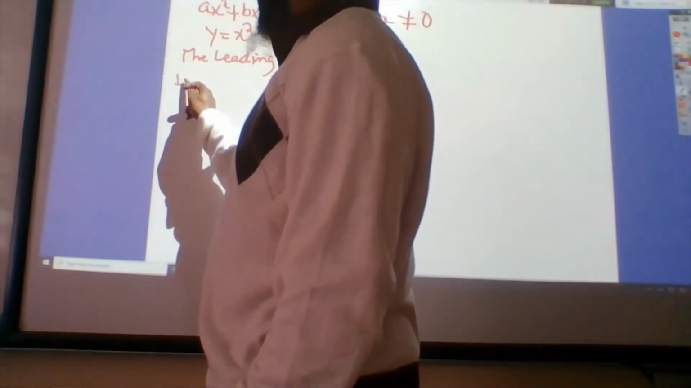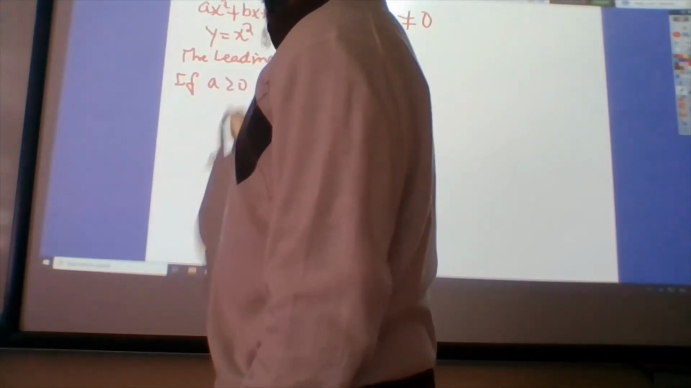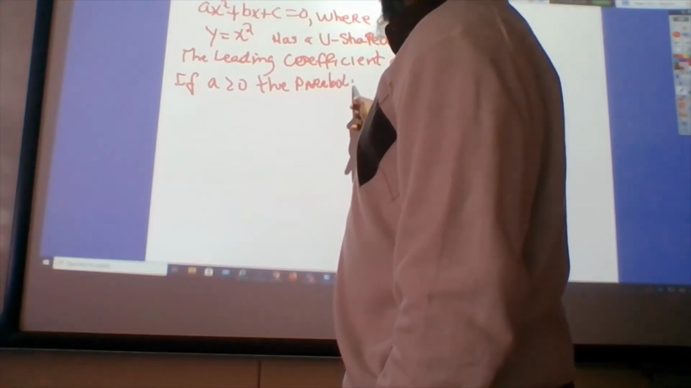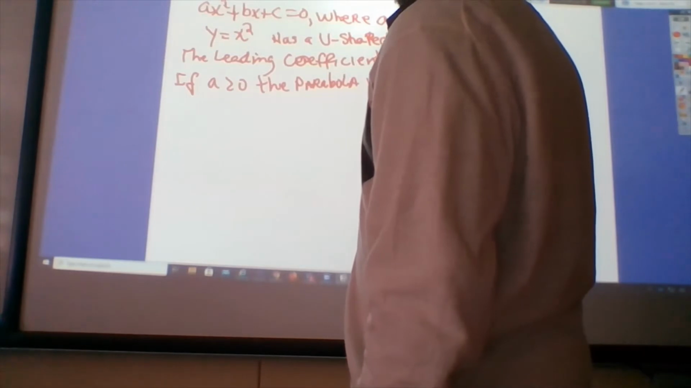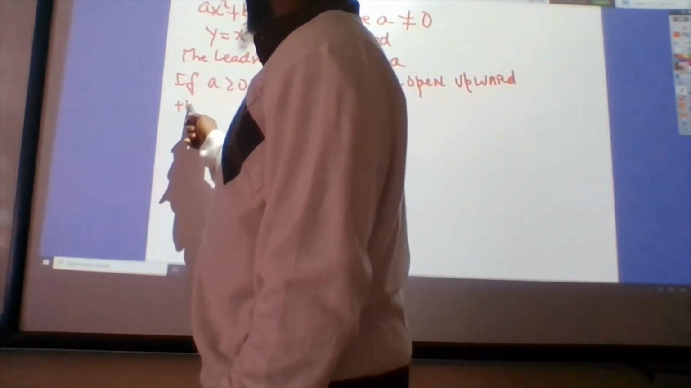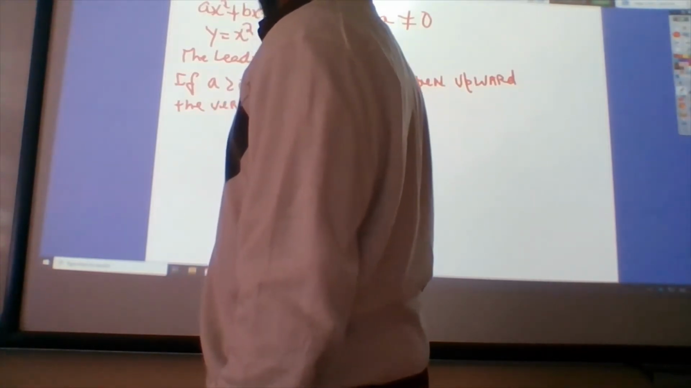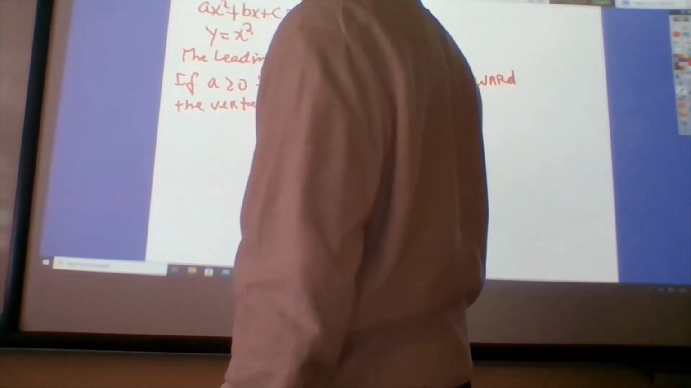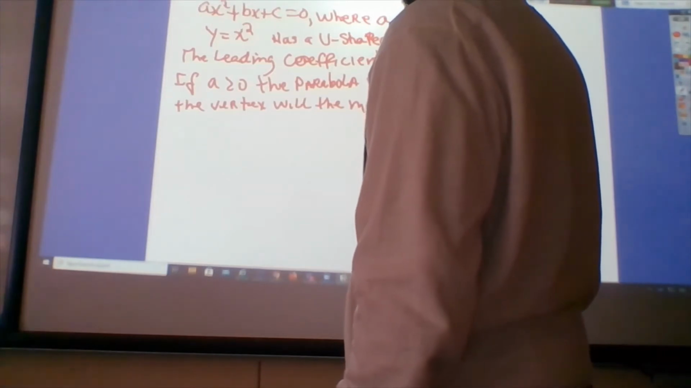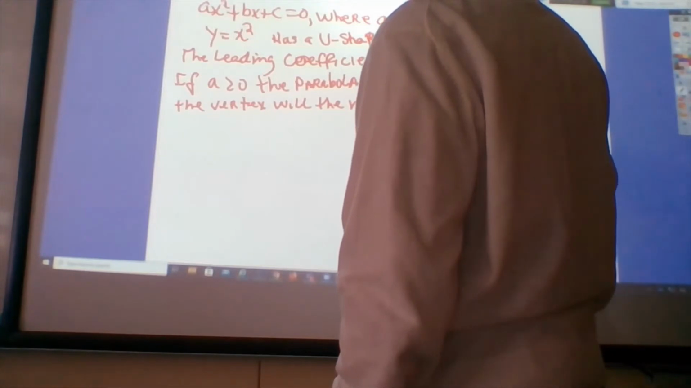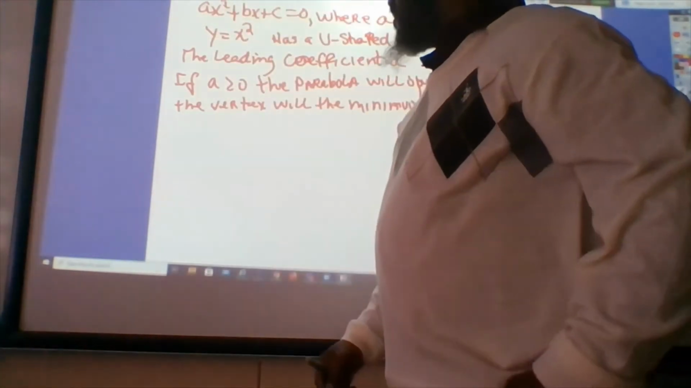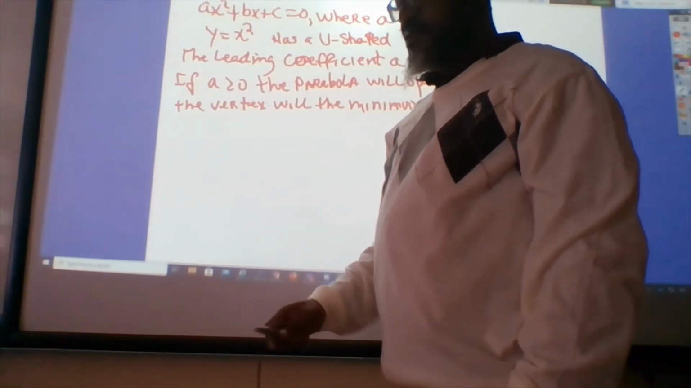If A is positive, right? If the coefficient A is greater than 0, that means it's positive. The parabola will open upward. That means the vertex will be the minimum point of the graph. When A is positive, the graph opens upward, the U goes up, right? So the vertex will be the least point in the graph.